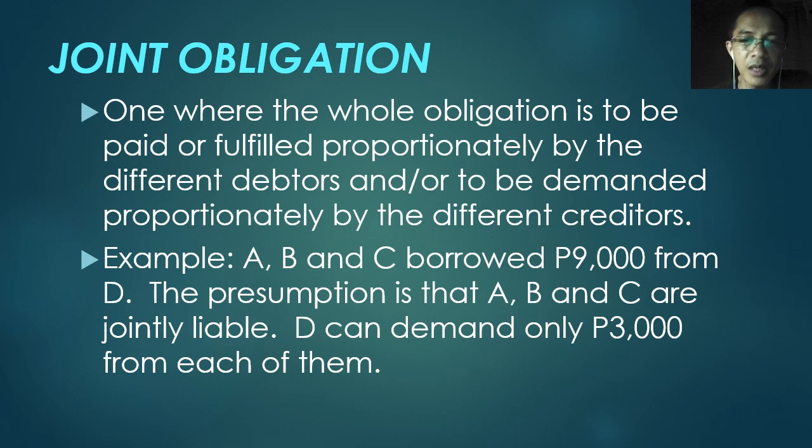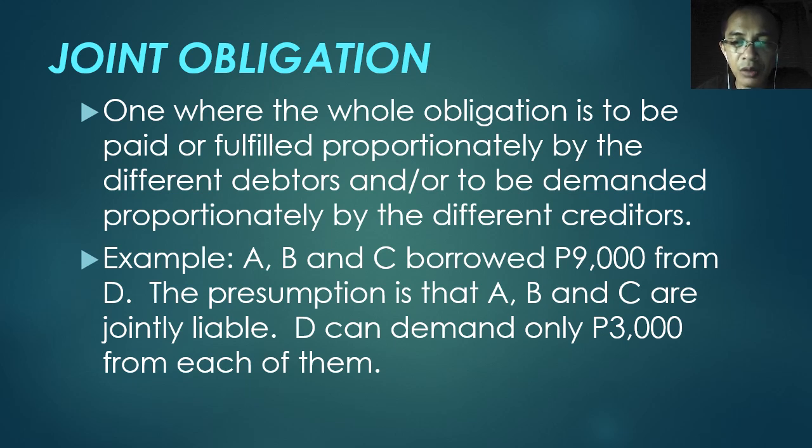Example: ABC borrowed 9,000 from D. So in this case, tatlo ang debtor, isa ang creditor. The presumption is that A, B, and C are jointly liable. They can demand only 3,000 from each of them. Simple, 9,000 divided by 1, 2, 3 is ABC. So 3,000 sila, proportionate one. So that is a joint obligation.